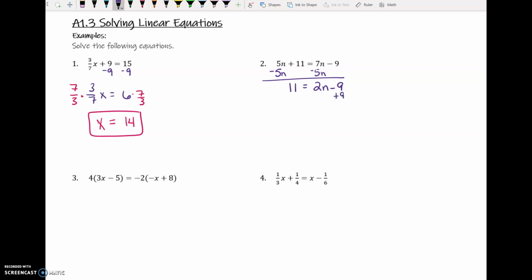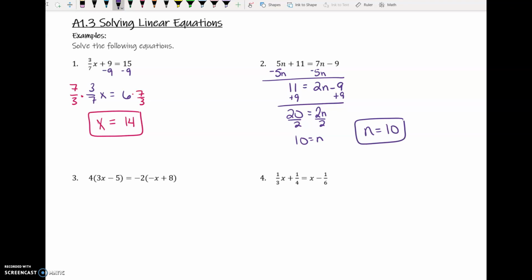Then we're going to add 9 to both sides. So this is 20 equals 2n. Oops, my equal sign is kind of messy. 2 times n, we divide both sides by 2, and we get n equals 10.